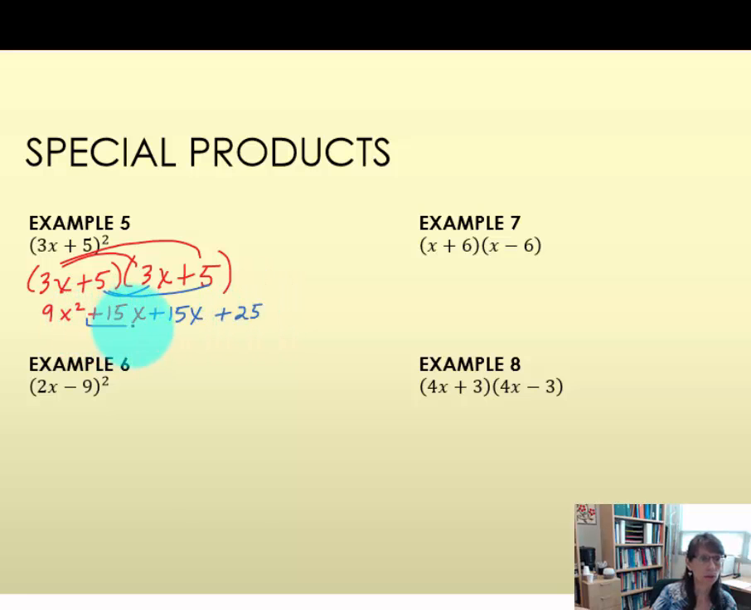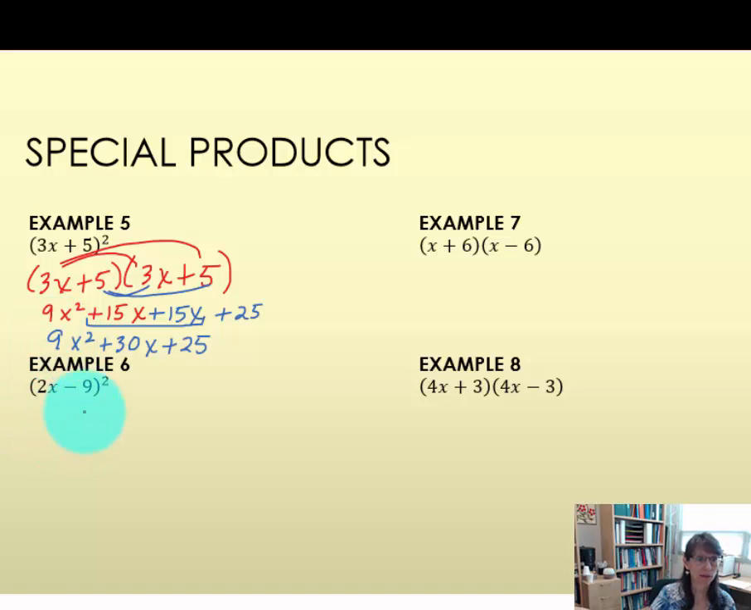Now do you notice here in the middle that the terms have doubled? And that's what happens with these special products. Sometimes the middle will double. So we end up with 9x squared plus 30x plus 25. The first term and the last term are perfect squares. And we'll talk about these perfect square trinomials in a later lesson.